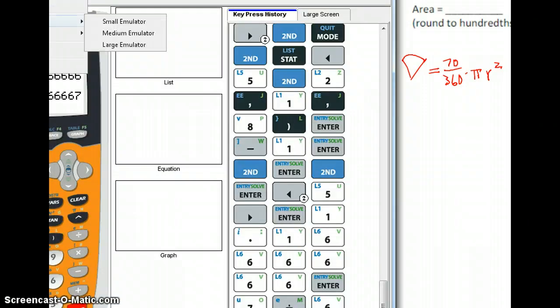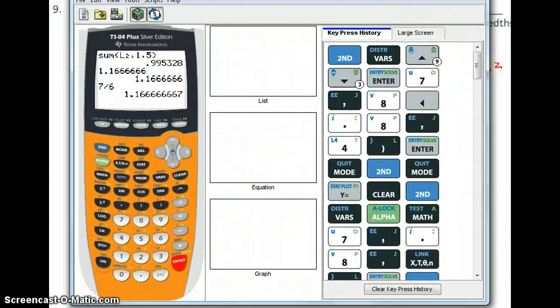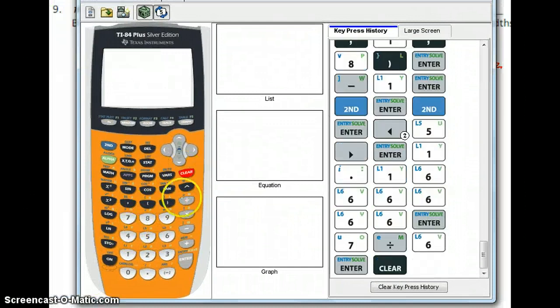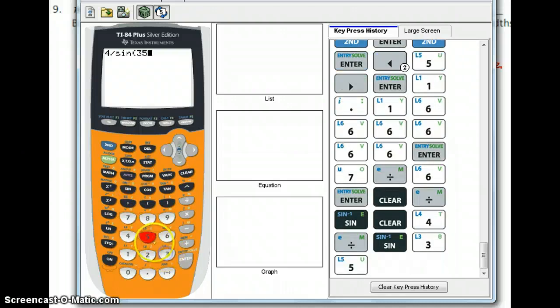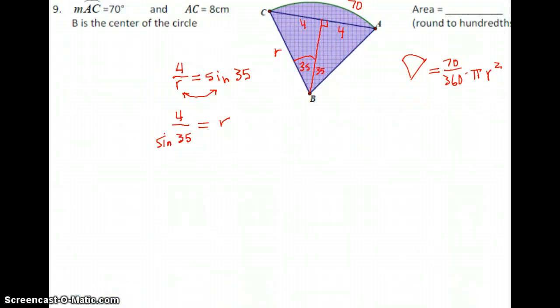I can make this so you can see it better. 4 divided by the sine 35. I sure hope I'm in radians. What? Not answer. 4 divided by sine 35 is 6.97, which is approximately my radius. I'm just going to leave that in my calculator, though, because I don't need to do anything with it. I can just now put it into here.